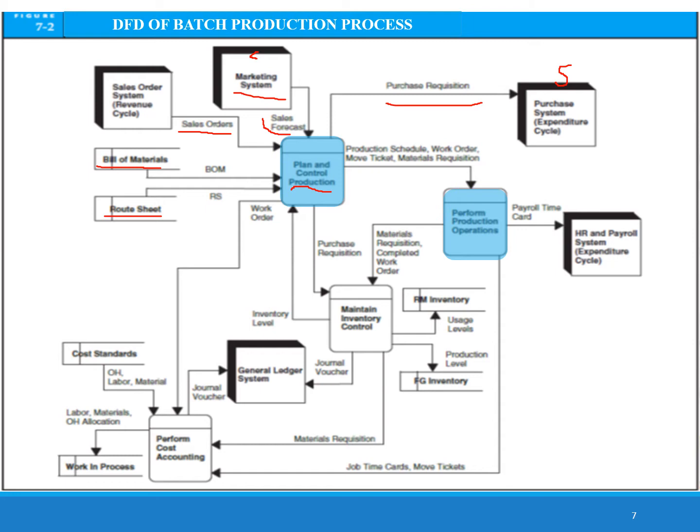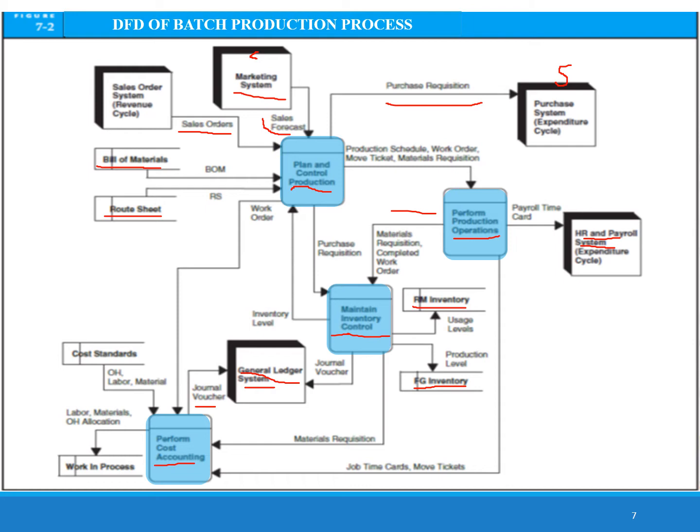Okay, then after that we perform the production operation here. Then it connects to the HR and payroll system under the expenditure cycle, so we will have the payroll time card connected here. Then we have the maintaining of inventory controls, just to maintain the raw materials inventory and the finished goods inventory records. So we manage the inventory through these two main types, and then record into the general ledger system, which is updated from the inventory control, but also updated from performing the cost accounting.